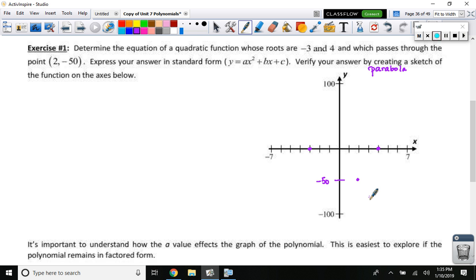What else do I now know about this parabola? Yeah? It opens up. Would you guys agree with that? Could it possibly go like this and still hit that point? No. So we do know it opens up, correct? Opens up, which means we know what about this equation that we're getting ready to write? What is a value going to be? Positive.